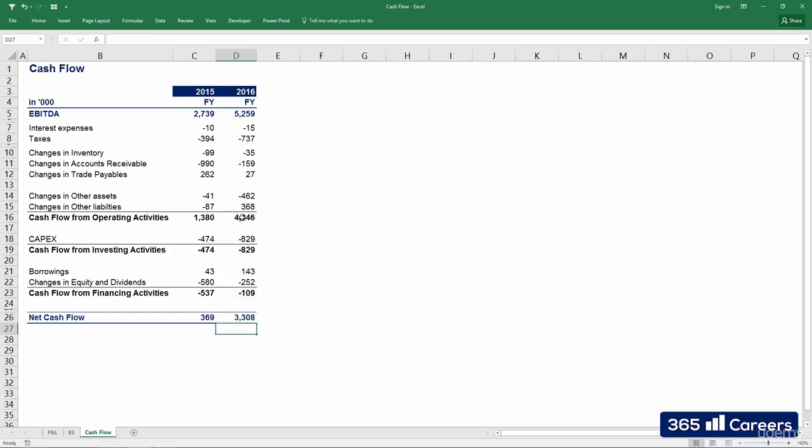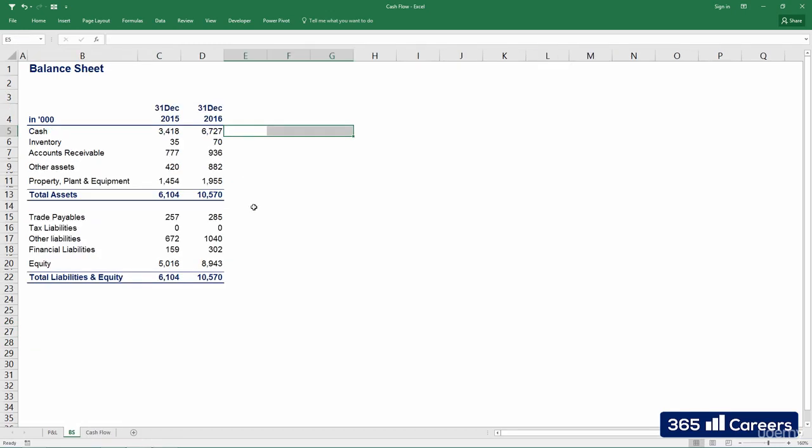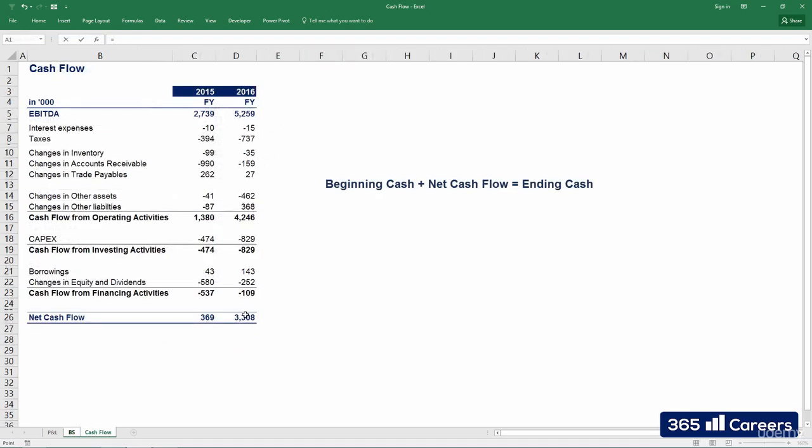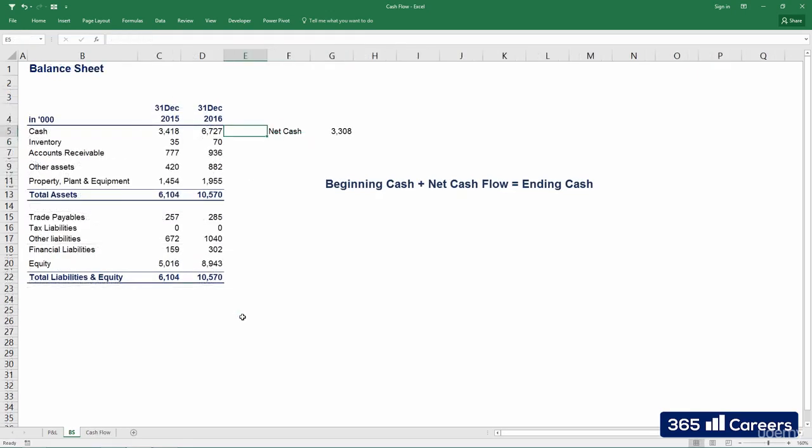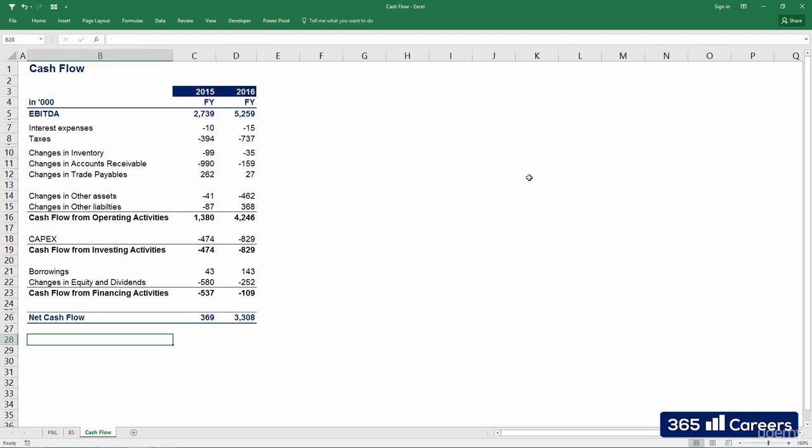which in turn allows us to calculate the company's net cash flow. Let's check if we worked this correctly. The sum of beginning cash, which is the cash the company had at the end of 2015, and net cash flow should be equal to ending cash for 2016. This is the golden rule. As you can see, in our case, it worked, which means we've done a good job.